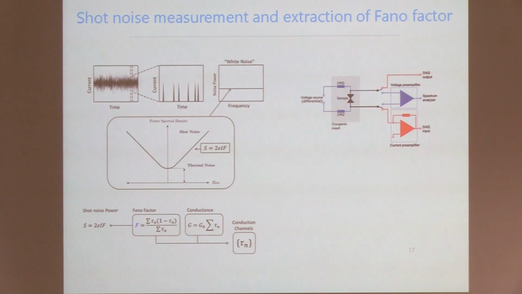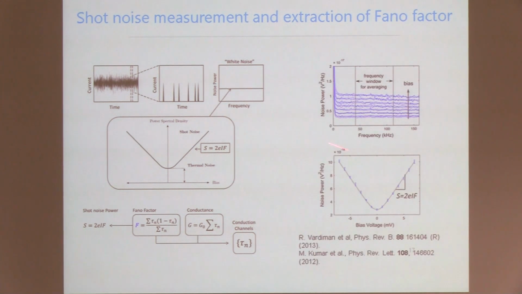Okay. So this is our circuit, and this is one of our characteristic experimental data as a function of bias. So you can see frequency versus noise power at different bias, and we fit with some theoretical model. At high current bias, this shot noise is proportional to 2eIF. So from this slope, we can actually get the Fano factor.